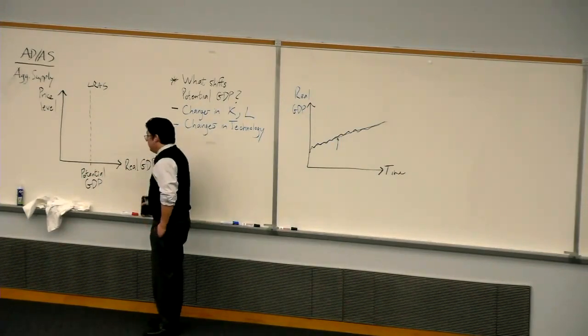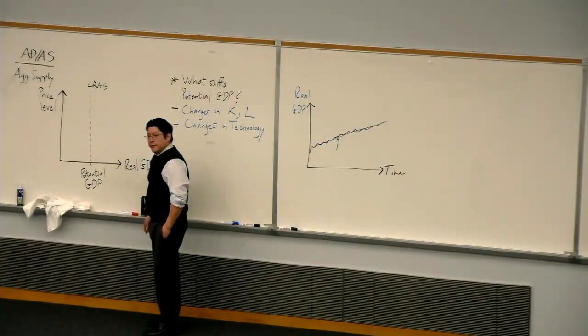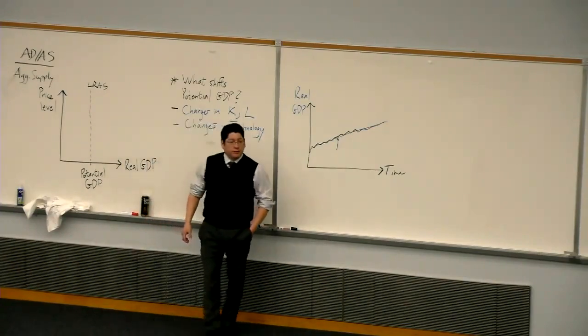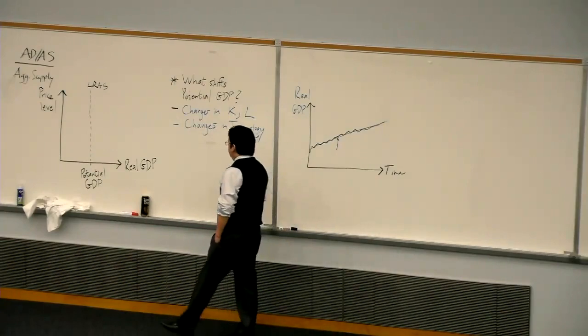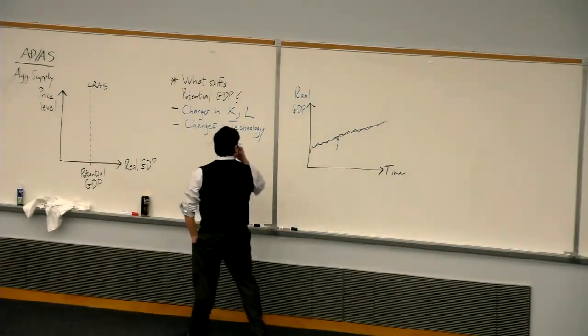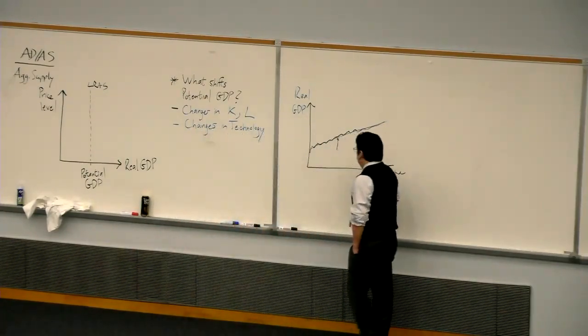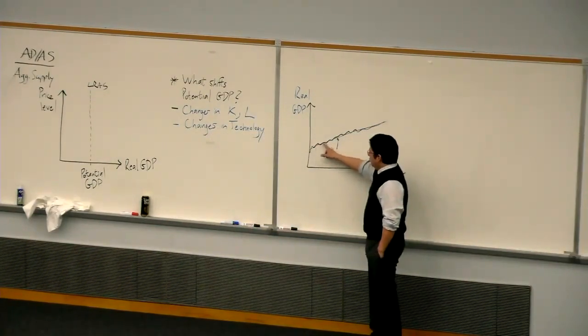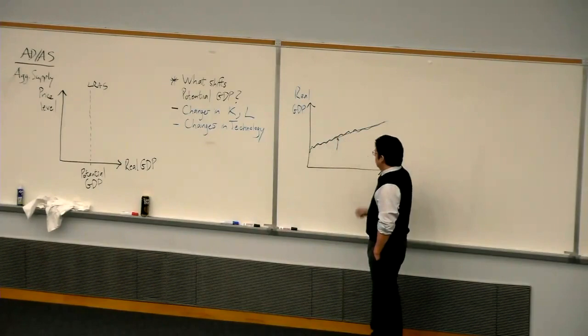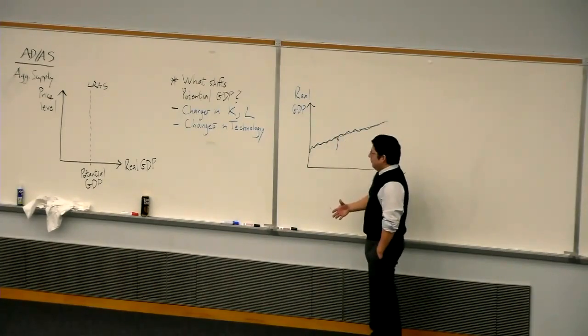Any questions or comments about the long-run aggregate supply before we talk about the short run? There is one thing that I think is worth pointing out. Sometimes it may be tempting to think that the fluctuations around the blue line, well, it's the business cycle.